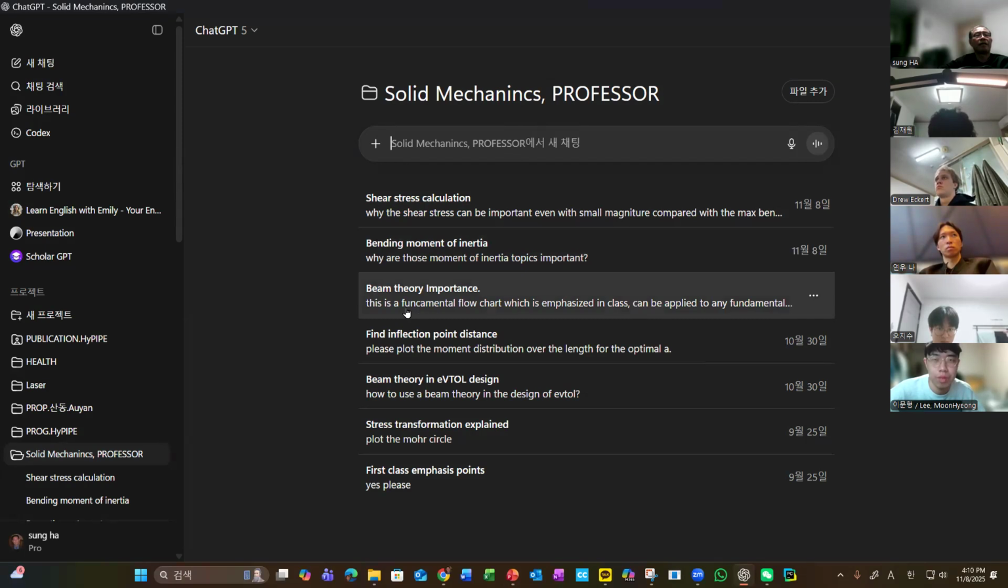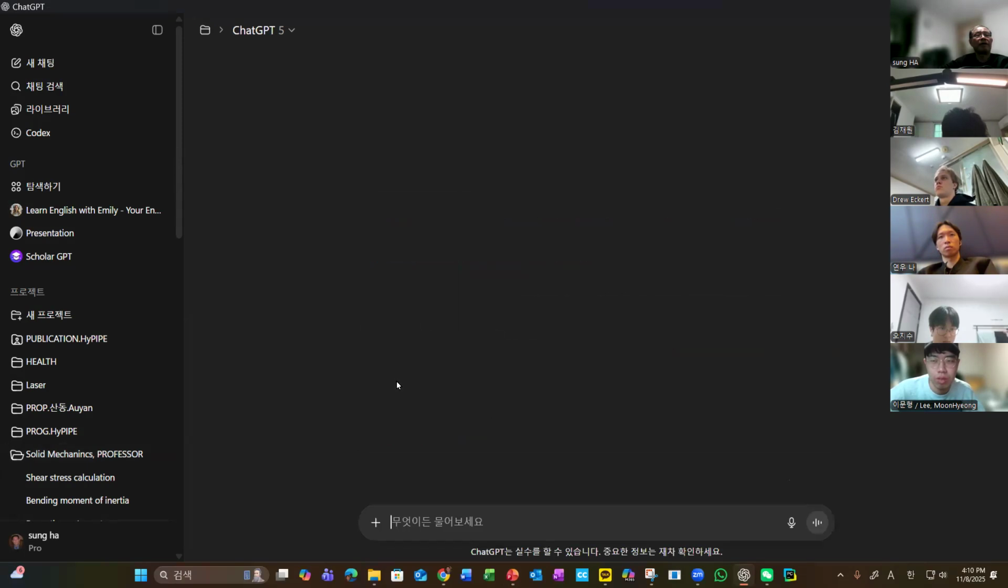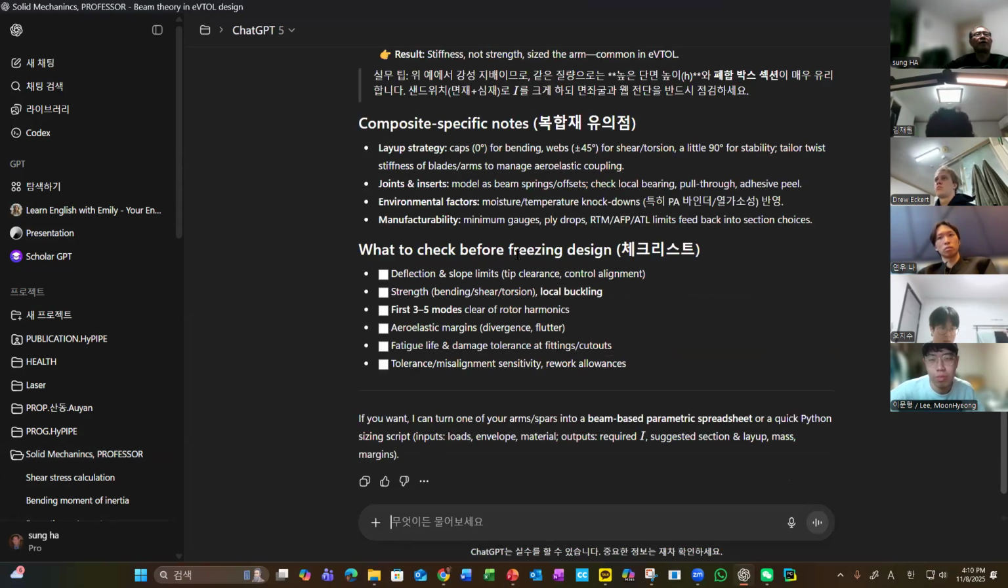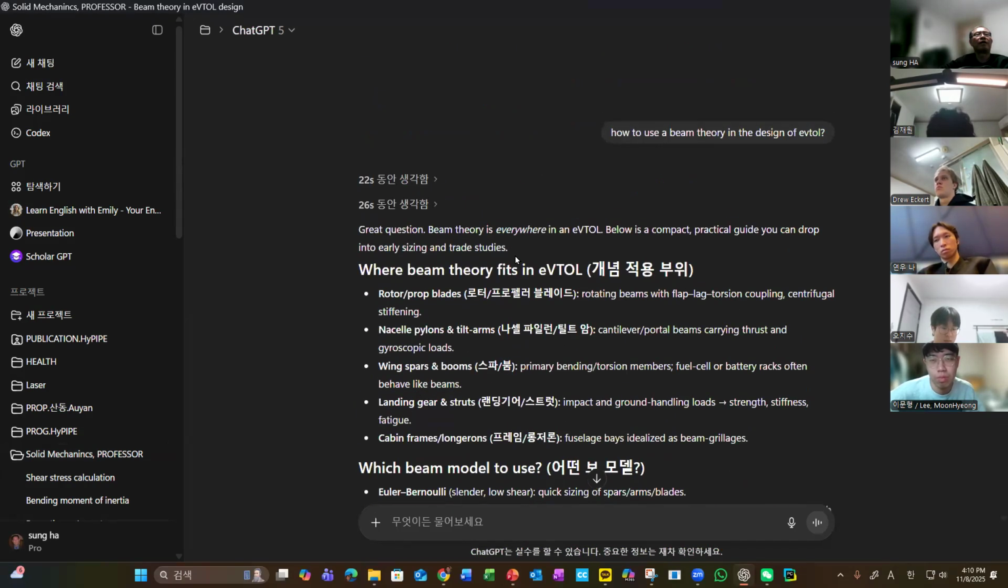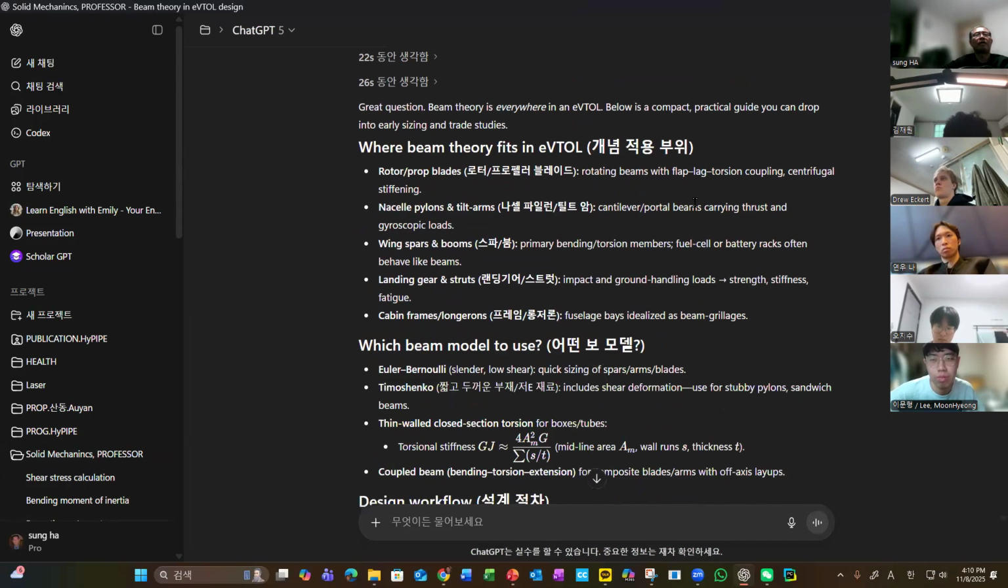Say, beam theory in eVTOL design. This is the one topic we went through: how to use beam theory in the design of an eVTOL, and we covered where beam theory fits in the eVTOL.